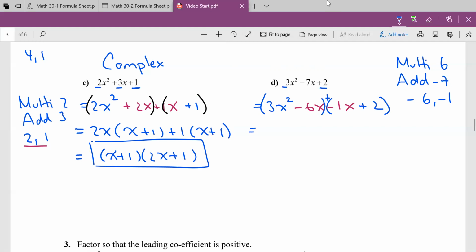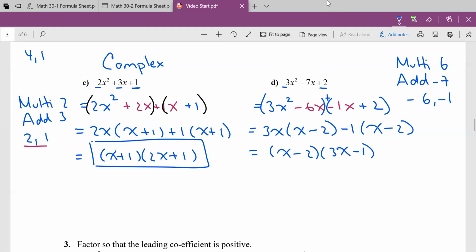And then I factor each of the binomials separately. So I'm going to take a 3x there. Out of the second set of parentheses, the binomial here, I'm going to factor out a negative 1, which will then leave me x minus 2. I know I've done this correctly because my binomials are the same, so I factor an x minus 2 out of the whole thing, and there it is.